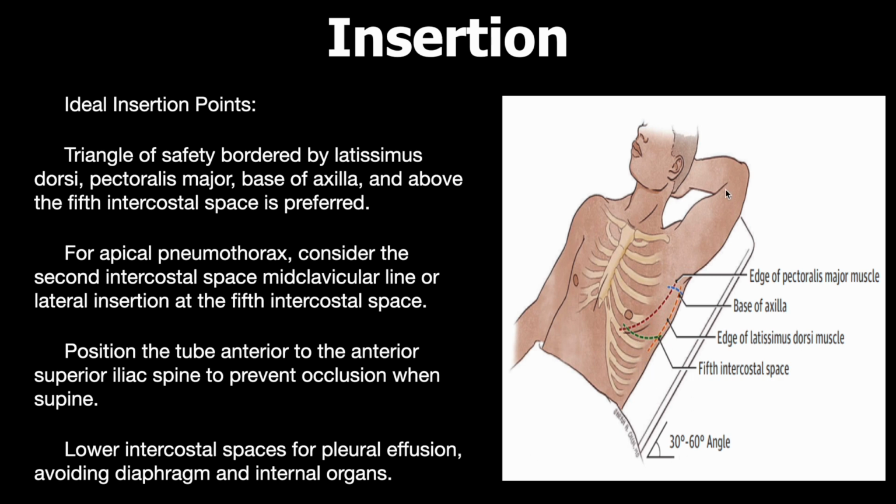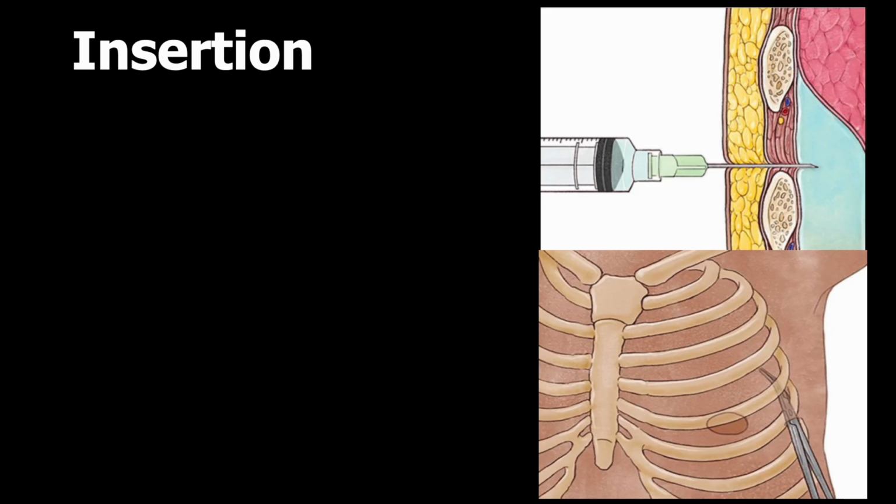So this is the diagram you must remember. The angle of the bed must be 30 to 60 degrees, and this is the triangle of safety, and most likely you should go in the fifth intercostal space for most chest tube insertions. Now the point you need to know is the chest tube must be inserted just above the rib so that you avoid the neurovascular bundle. Since the bundle goes along the lower edge, you must go in at the upper margin.